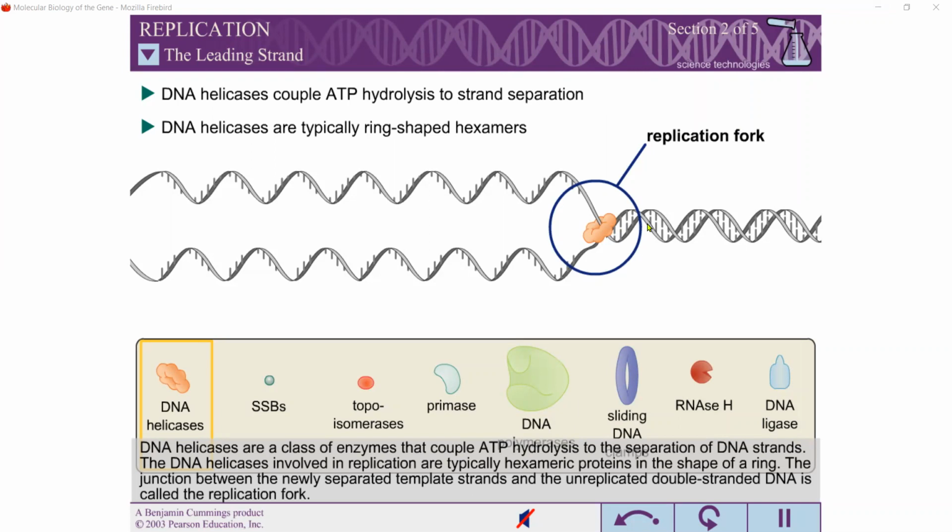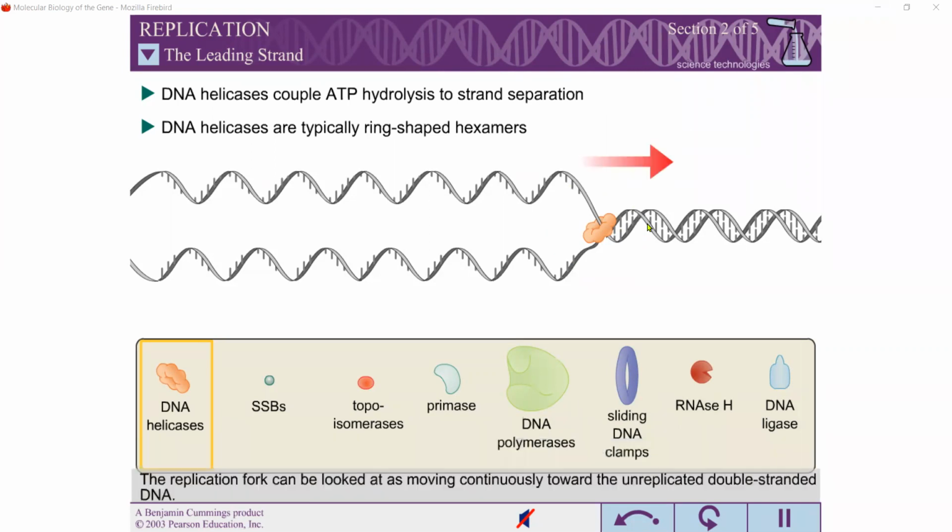It is a hexameric protein. It's made up of 6 subunits and it assumes the shape of a ring. As you can see, the ring-shaped protein complex encircles one of the two strands at the replication fork near the single-stranded, double-stranded junction. So if this is the replication fork, this is the single-stranded DNA and this is the double-stranded DNA. It is encircling one of the single-stranded DNA at the junction.